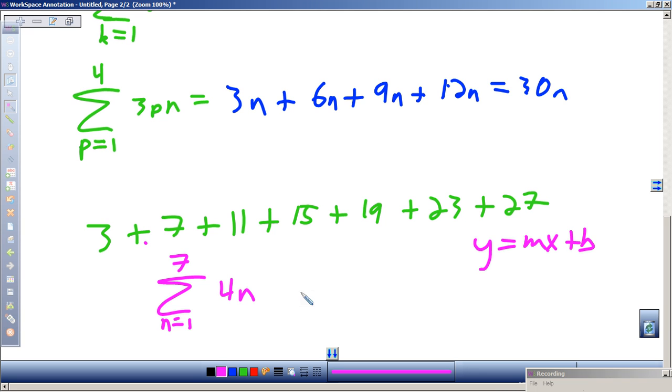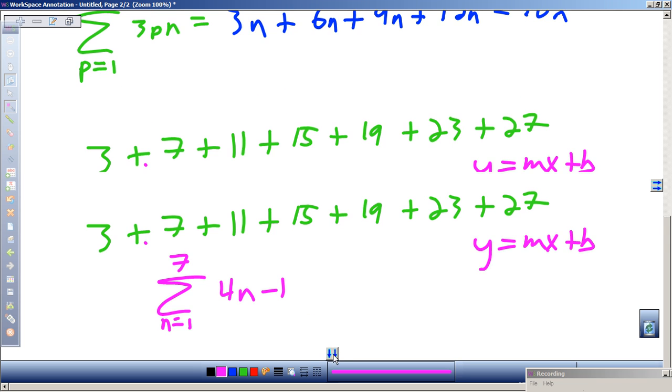Now, if I plug in 1, what am I supposed to get? 3. So what do I have to do? Minus 1. Now we can test this. If I plug in 3, what am I supposed to get? Supposed to get 11, so I plug in 4 times 3 minus 1. Do I get my 11? Yeah. If I plug in 7, I should get 27. So 4 times 7 is 28. Minus 1, 27. So some of it is, can we recognize the equation that's being used?